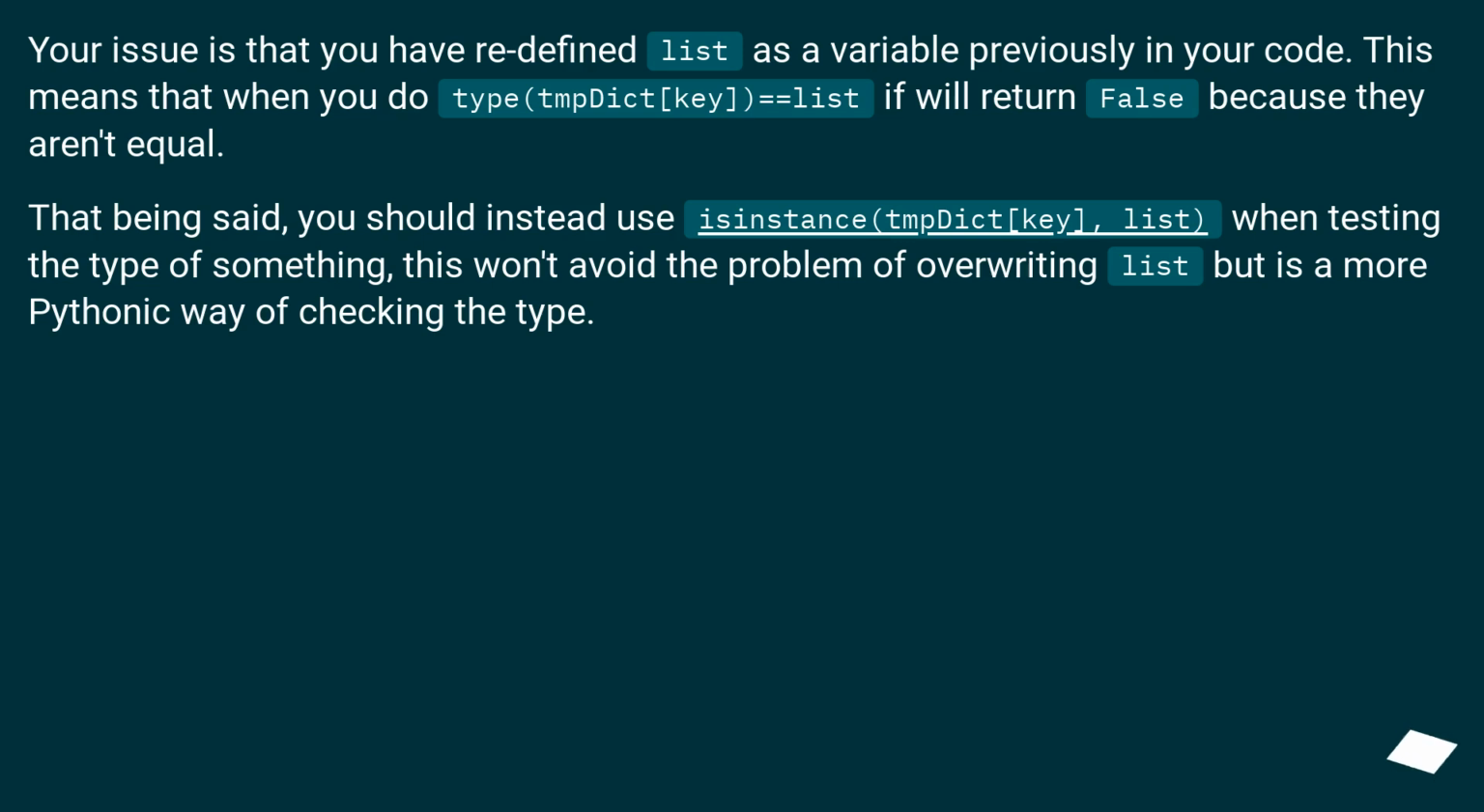Your issue is that you have redefined list as a variable previously in your code. This means that when you do type key equals list, it will return false because they aren't equal. That being said, you should instead use isinstance(key, list) when testing the type of something. This won't avoid the problem of overriding list but is a more Pythonic way of checking the type.